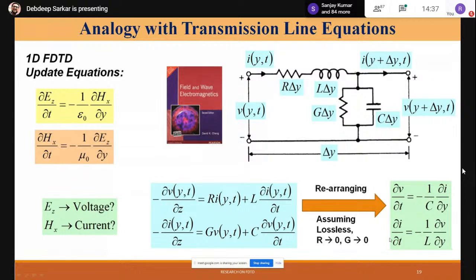And after this lecture, if you go back, you can give it a try to write a simple code that will give you an idea about the propagation of electromagnetic waves in a transmission line.